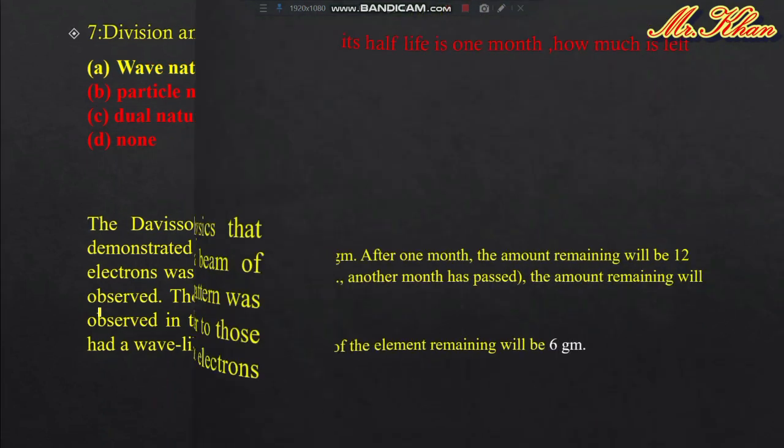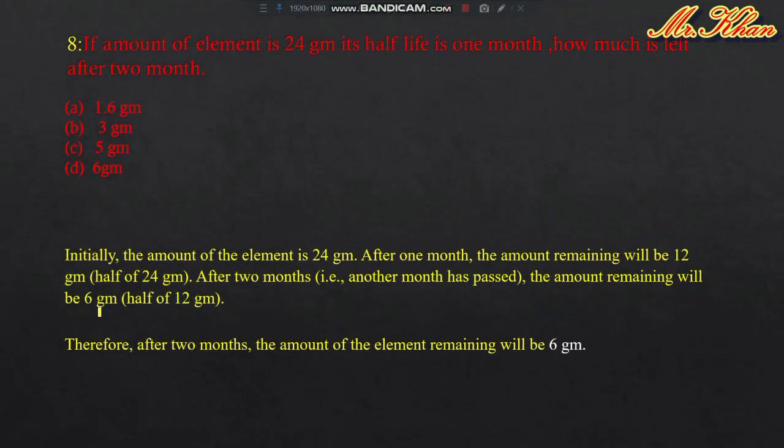Question 8. If the amount of an element is 24 gram and its half-life is 1 month, how much is left after 2 months? A. 1.6 gram, B. 3 gram, C. 5 gram, D. 6 gram. Initially, the amount of the element is 24 gram. After 1 month, the amount remaining will be 12 gram, half of 24 gram. After 2 months, another month has passed, and the amount remaining will be 6 gram, half of 12 gram. Therefore, after 2 months, the amount of the element remaining will be 6 gram.